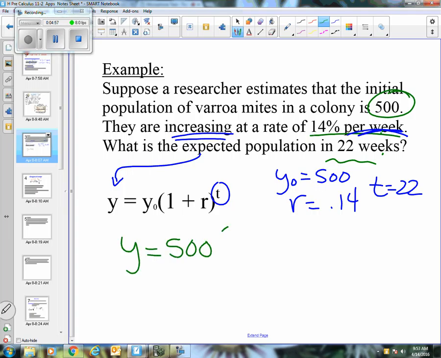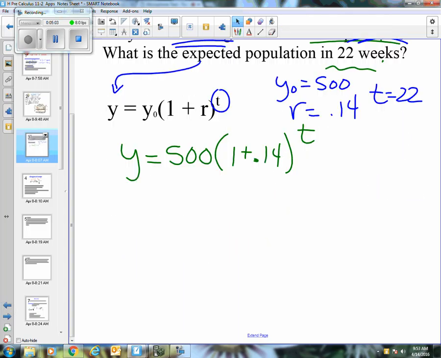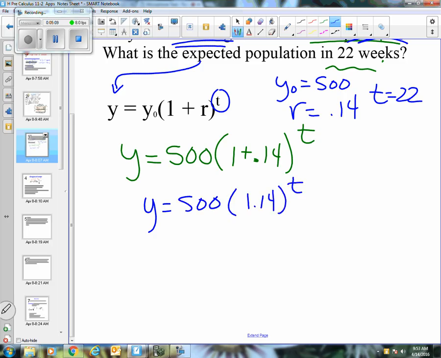So my initial population is 500, and it would be 1 plus 0.14. And initially, I'm just going to say to the t. I want to talk about what this equation would represent. So 500 times 1.14 to the t. This equation, if you graphed it, would have that starting value there at 500, and it would be growing. That equation represents all of the population values over time of this colony.